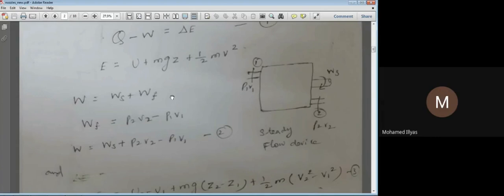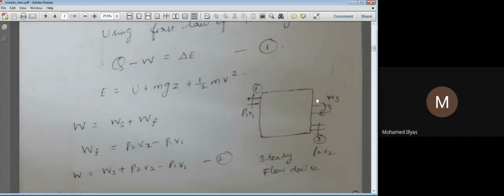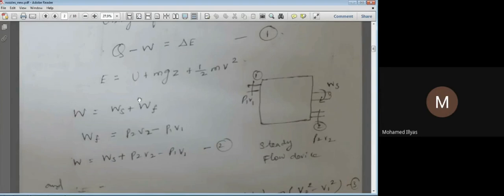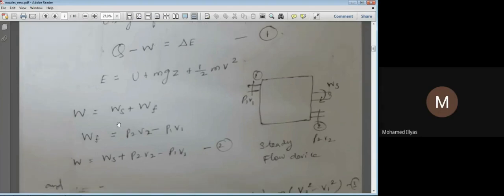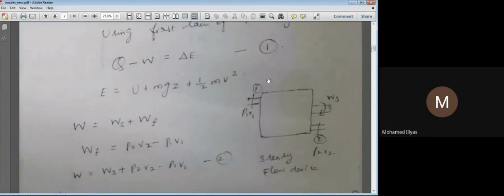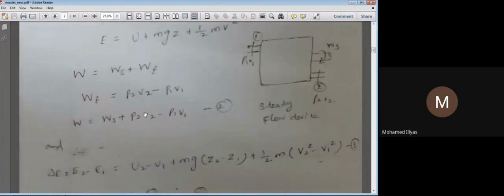This is not applicable if the fluid is not there. So whenever you have a fluid system, two types of work we'll consider: shaft work and flow work. That we will call the work done. I am going to substitute it in expression 1 in addition to the total energy. So Q I will keep as it is.